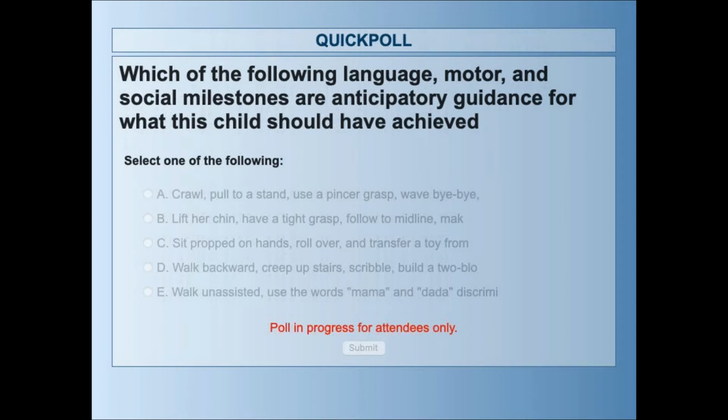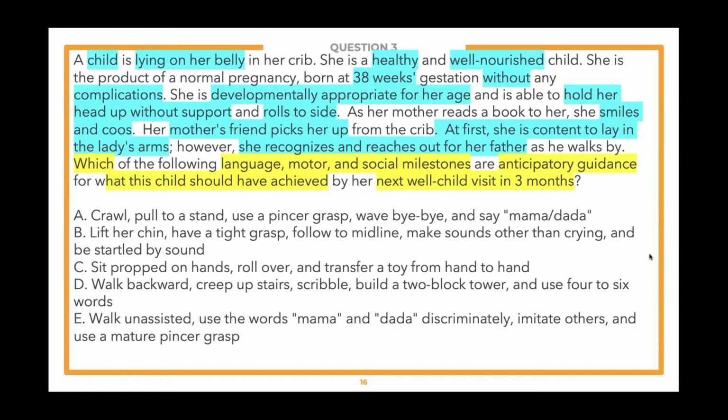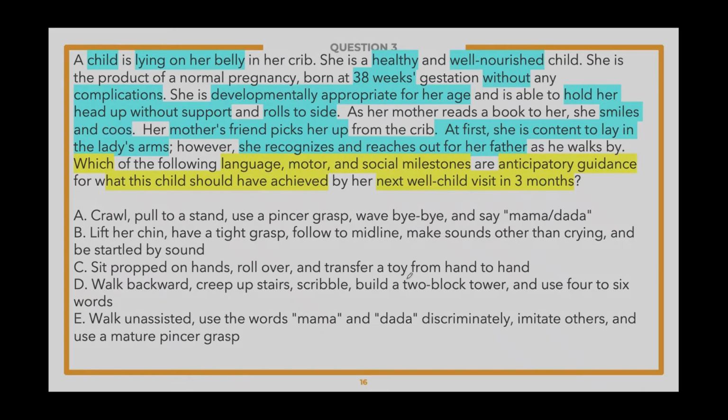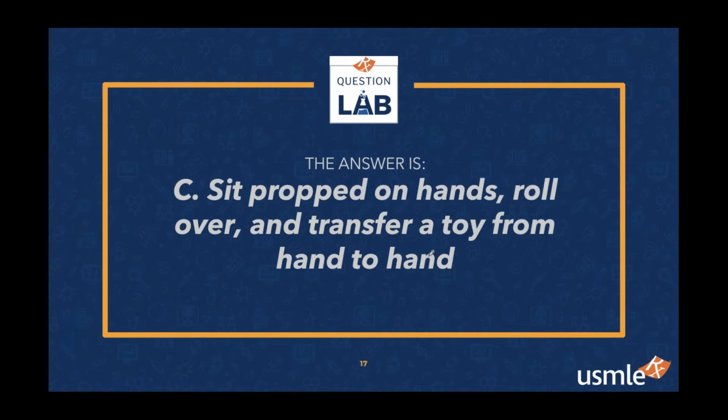See the responses coming in. We'll give all of you a few more moments. All right, well, let's take a look and see what you selected. Looks like there was a clear favorite. That was answer choice C, sit propped on hands, roll over, and transfer a toy from hand to hand. So let's take a look and see what the correct answer is. And the correct answer is C, so well done, everybody. More than half of you got it right.